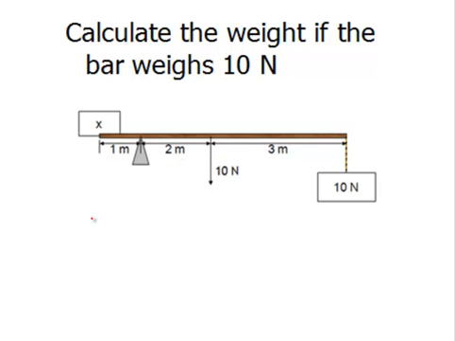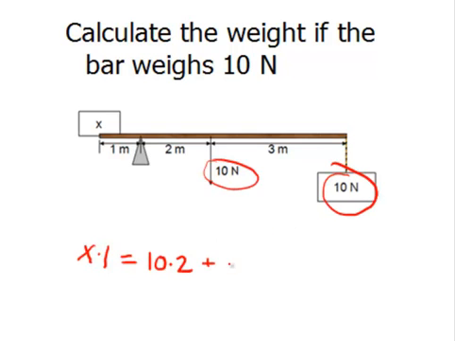So, if we set up the equation like last time, the counterclockwise torques is just the weight, x, times its distance away from the pivot point. And on this side, I'll have two torques. I'll have this torque, which is 10 newtons times its distance away from the pivot point. And then I'll have this torque, which is coincidentally also 10 newtons, but it's now 5 meters away from the pivot point.